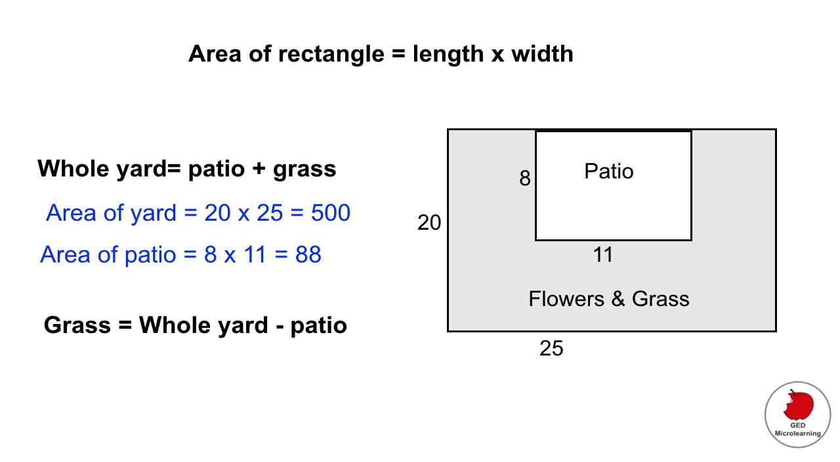the whole yard, which we found to be, I beg your pardon, I said it wrong. The whole yard is 500, and then you would subtract the patio, which is 88. Okay, so that gives you that the grass portion is 412.